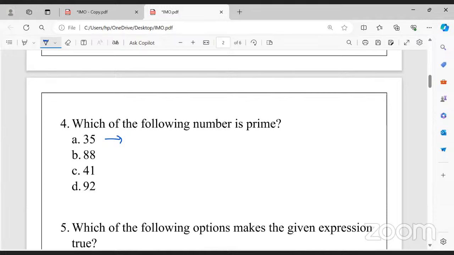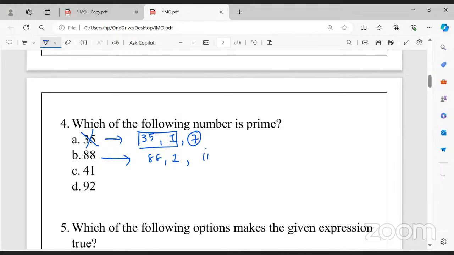Now 35. 35 will come in the 35 table and the 1 table. But does it come in any other table? Yes, it comes in 7. So apart from these two, if it is coming in any extra table, that means it is not a prime number. What about 88? It will come in the 88 table and the 1 table. Any other multiplication table? 2 factors, yes.